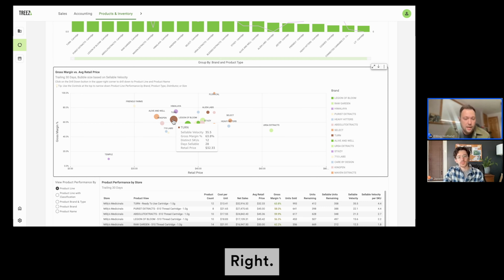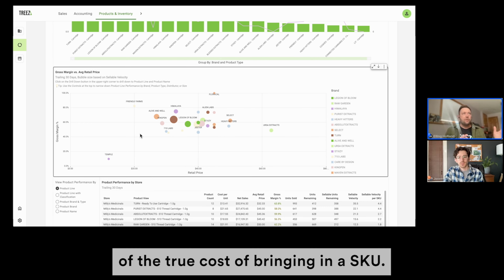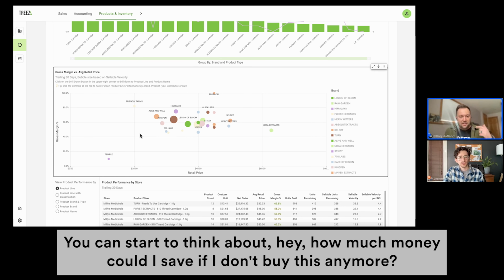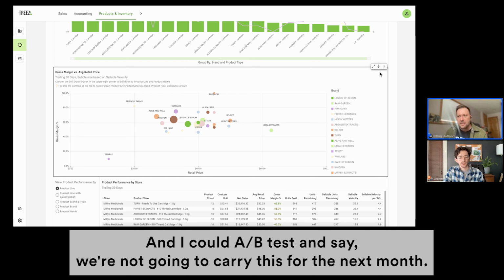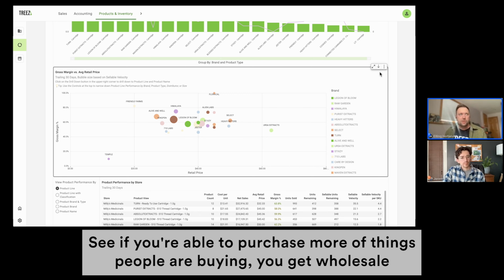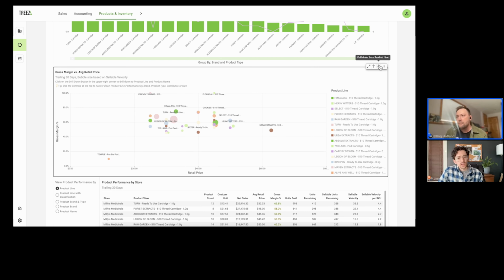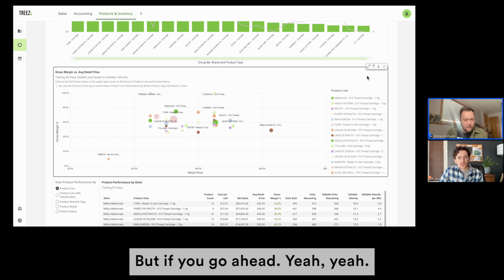If we think about the whole life cycle of the true cost of bringing in a SKU, you can start to think about how much money you could save if you don't buy this anymore. You could A/B test and say, we're not going to carry this for the next month, and see what happens to the comparable SKUs. See if you're able to purchase more of the things people are buying and get wholesale discounts. Anyways, I think you get where I'm going with this. But if you want to go ahead, yeah.